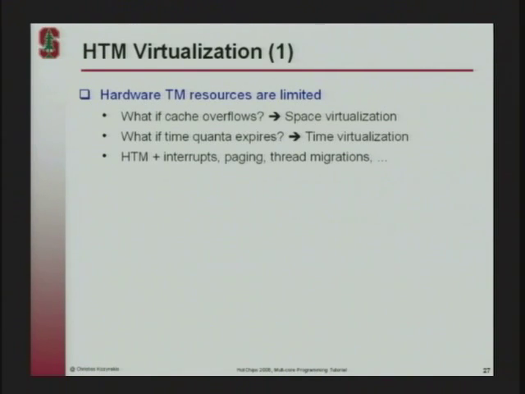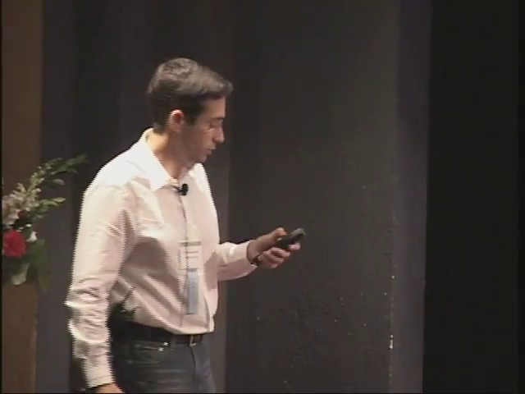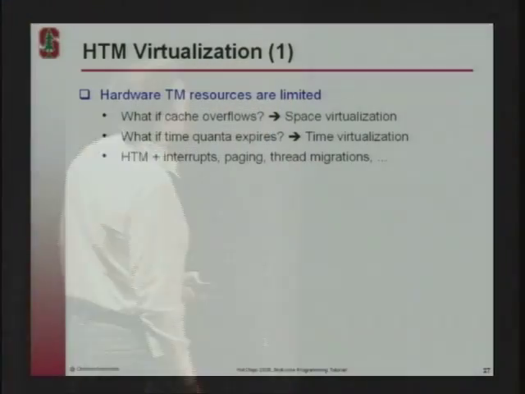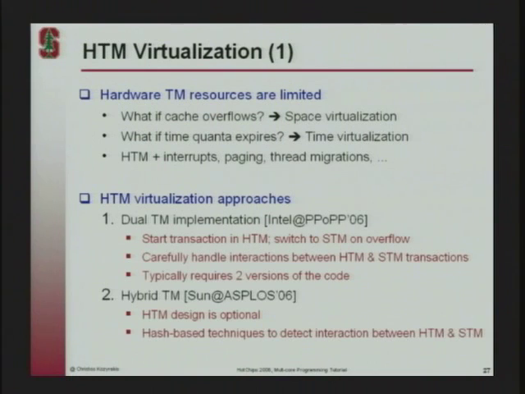So there's this issue of limited resource in the caches, and you have to somehow virtualize them. The caches may overflow, and you may take an exception halfway through a transaction. So you have to worry about that. There are a couple of approaches. The one is to use some hybrid implementations. So you start with hardware transactional memory, and if you run into trouble, you switch to software. And the main thing that you have to worry about is how do you detect conflicts between hardware and software transactions. And there are smart ways to do this.